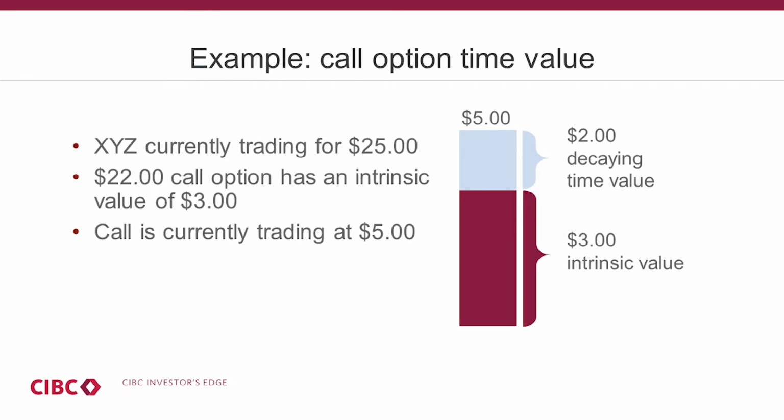Here is an example of the components of a call option premium. XYZ stock is trading at $25 and the $22 strike call option can be purchased for $5. Doing some quick math, we know the intrinsic value is $3, so the time value must be $2 to add up to the $5 option premium.